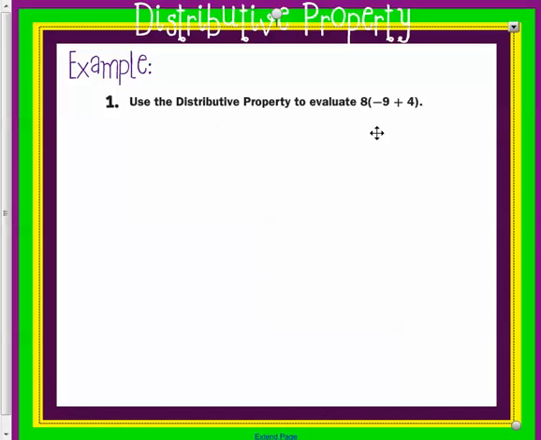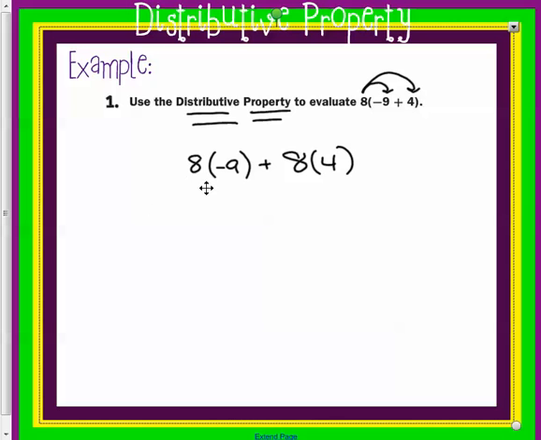Let's look at an example here. They're asking us to use the distributive property. The distributive property, if they ask you to do that, trumps order of operations. So you have to take 8 times negative 9 and add to that 8 times 4. So let's see what we get when we multiply. I know you know that 8 times 9 is 72. And a positive times a negative is a negative.